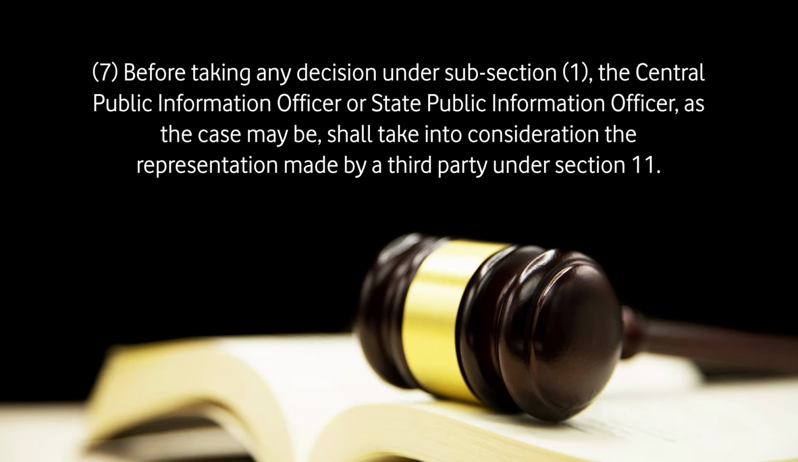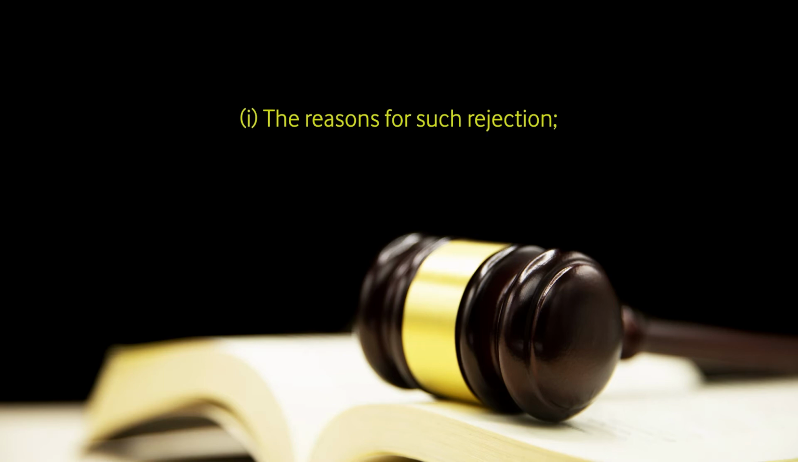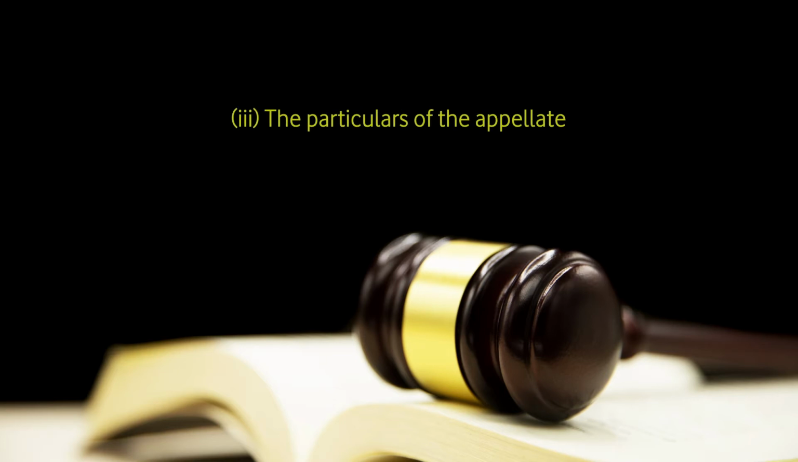Before taking any decision under subsection 1, the Central Public Information Officer or State Public Information Officer, as the case may be, shall take into consideration the representation made by a third party under section 11. Where a request has been rejected under subsection 1, the Central Public Information Officer or the State Public Information Officer, as the case may be, shall communicate to the person making the request the reasons for such rejection, the period within which an appeal against such rejection may be preferred, and the particulars of the appellate authority.